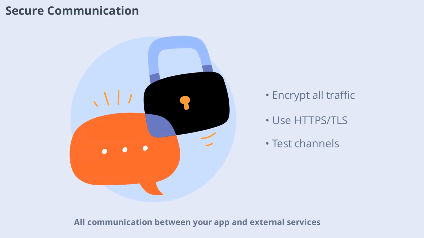All communication between your app and external services should be encrypted to prevent eavesdropping and tampering. Use protocols like HTTPS and TLS to secure data in transit. Regularly test your communication channels for vulnerabilities and ensure certificates are valid. Let's explore best practices for secure communication.